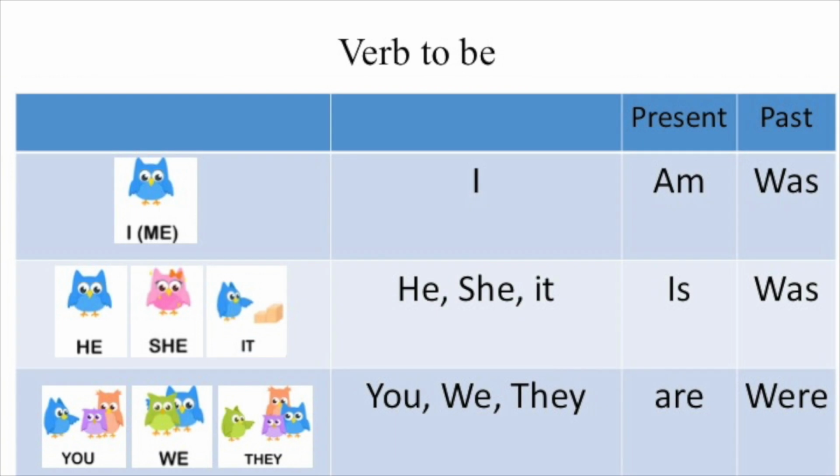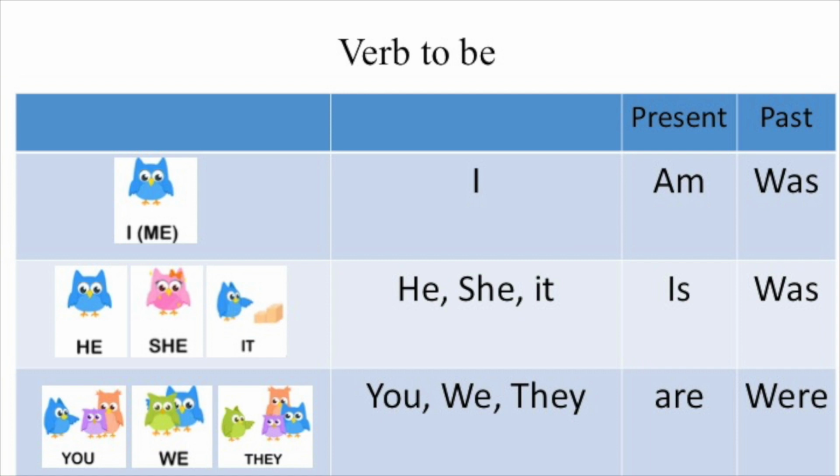So for example, we learned that we would say I am. In the past, I was. He is. He was. She is. She was. It is. It was. Excellent. And now, the final set. You can see the past tense changes to were. You are. You were. We are. We were. They are. They were. Excellent, guys. So that's what we call positive sentences.